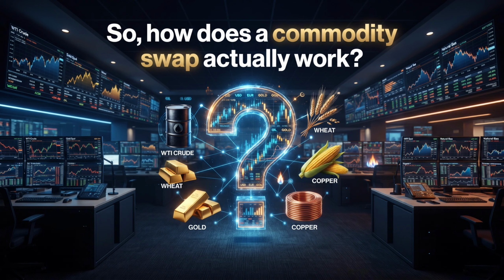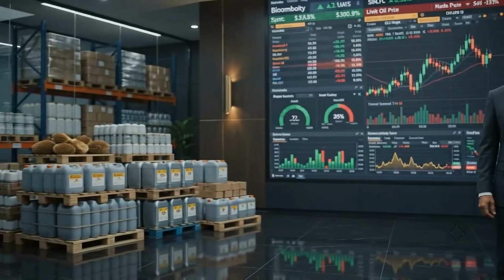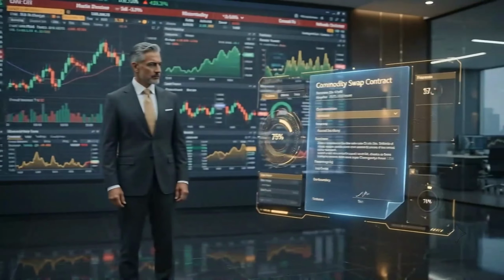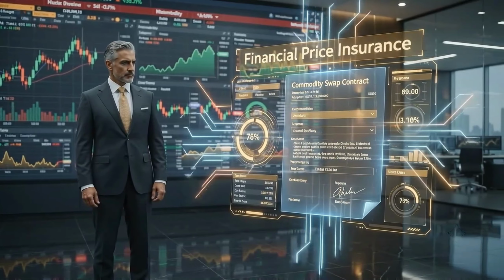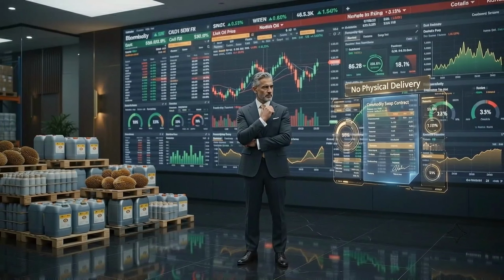So how does a commodity swap actually work? Unlike purchasing physical inventory, a commodity swap never involves taking delivery of oil, soybean meal, or palm oil. Think of it as financial price insurance. Unlike insurance, however, no premium is paid up front. Instead, the gain or loss is determined by how market prices move relative to the agreed swap price.